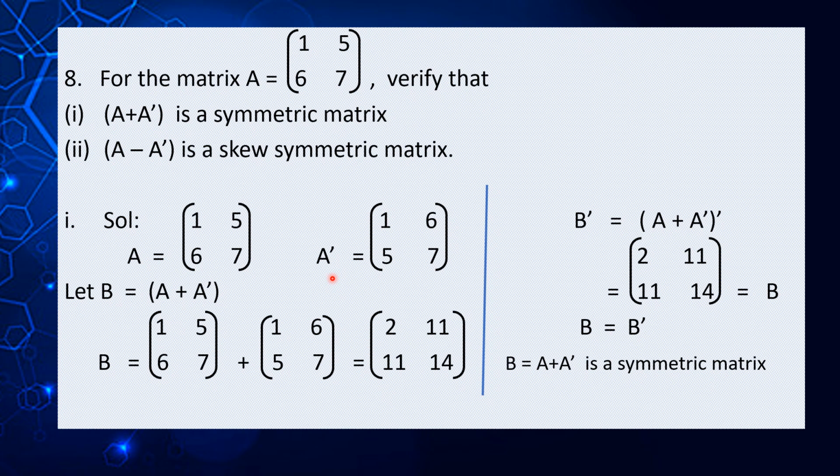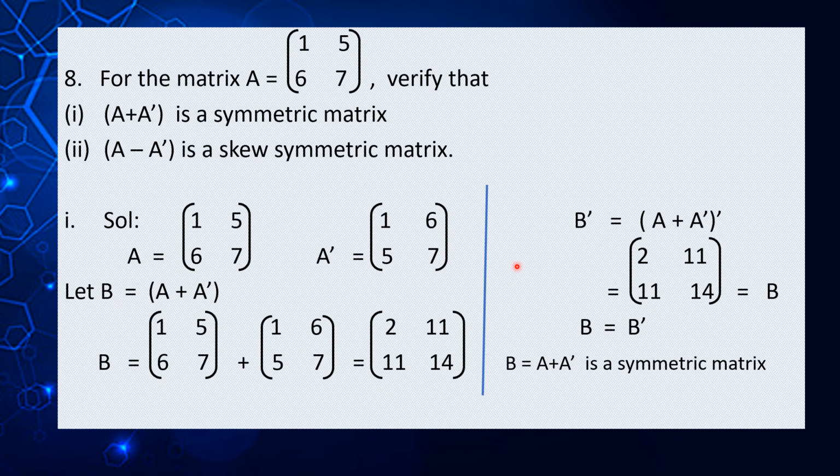Then consider A plus A transpose is equal to B. So now B is equal to adding the A matrix along with A transpose. It would give us 1 plus 1 would be 2, 5 plus 6 would be 11, 6 plus 5 would be 11, 7 plus 7 would be 14. So A plus A transpose is [2, 11; 11, 14], which is equal to B.